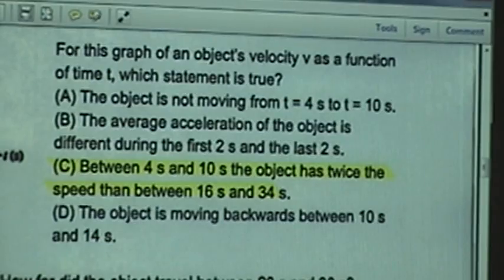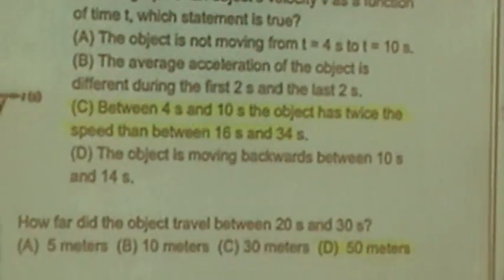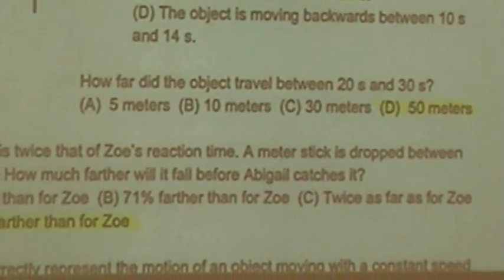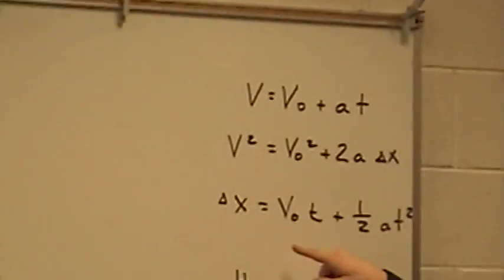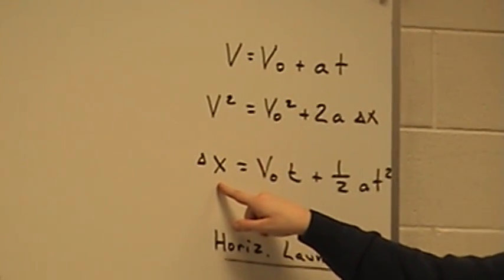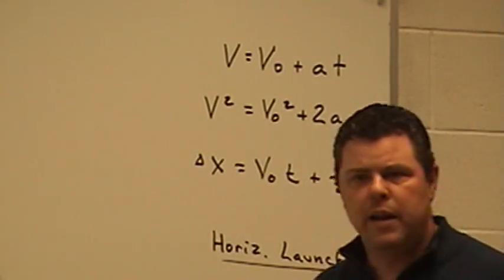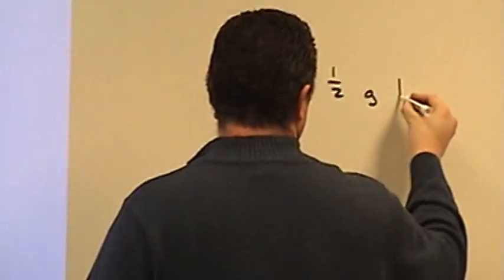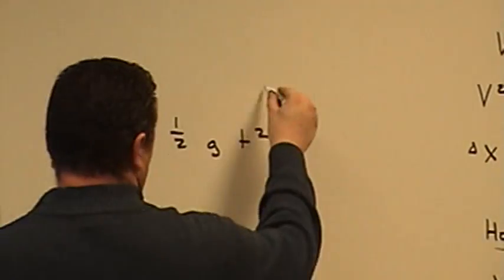Abigail's reaction time is twice that of Zoe's reaction time. Let me turn on this front light again. Using the equation for x = v0t + 1/2 at squared, beginning velocity when you drop something is 0. So if you have twice the time, how much farther will the distance be? 4 times. It's the same thing as if you use y = 1/2 gt squared. Either way works. If you say y = 1/2 gt squared, let's make up a reaction time. 1 is 1 second.